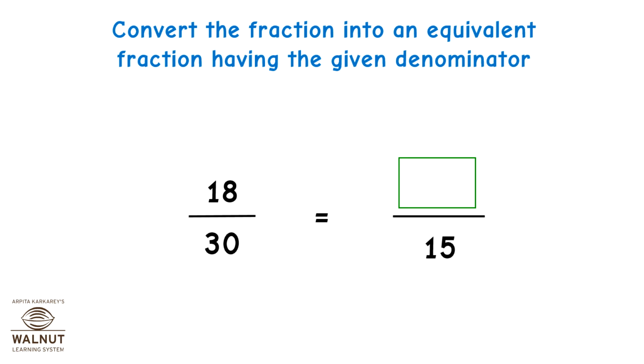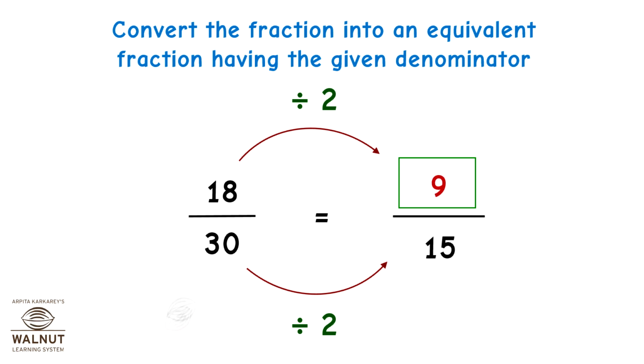Look at this fraction. We have 18 upon 30, and we want to make an equivalent fraction with denominator 15. 30 divided by 2 is 15. Whatever we do to the denominator, we have to do to the numerator. So we divide the numerator by 2, which gives us 9. Hence, the equivalent fraction is 9 upon 15.